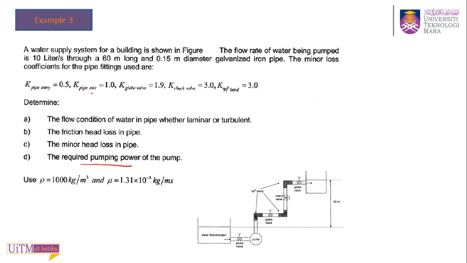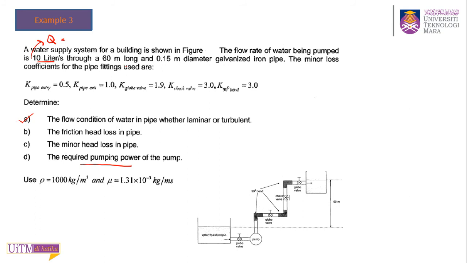So we will only answer part A in this whole question. They say a water supply system for a building is shown in the figure. So this is the water supply system. The flow rate of water being pumped is 10 liters per second. So they give you the Q. Again, your Q, I hope you still remember, the volume flow rate.